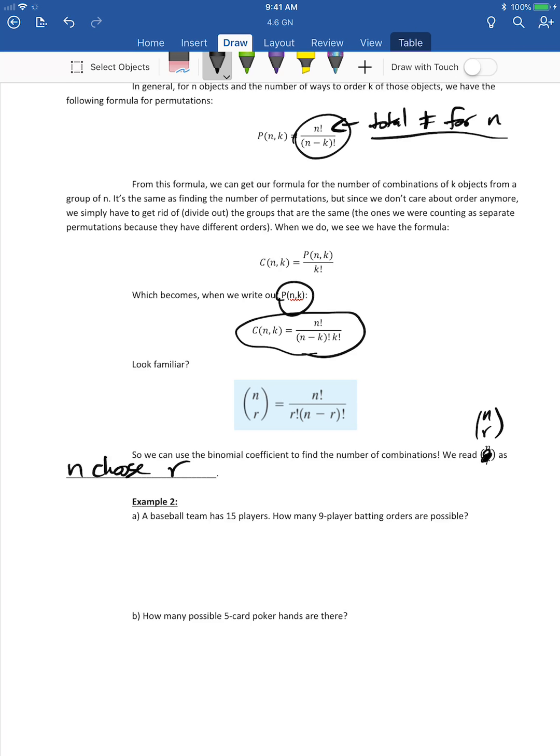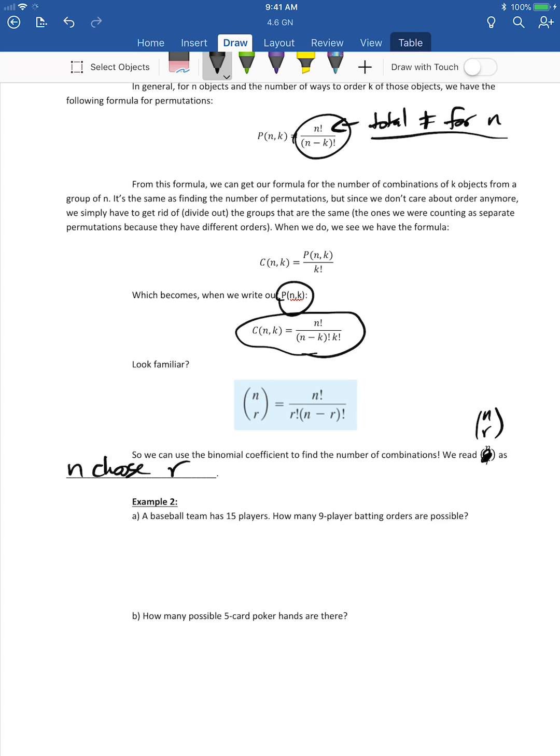And this is why. I have n objects and I'm choosing r of them. I want the number of ways I can choose r of them. That's where that weird sounding notation comes from, n choose r. So let's look at some actual examples of this.